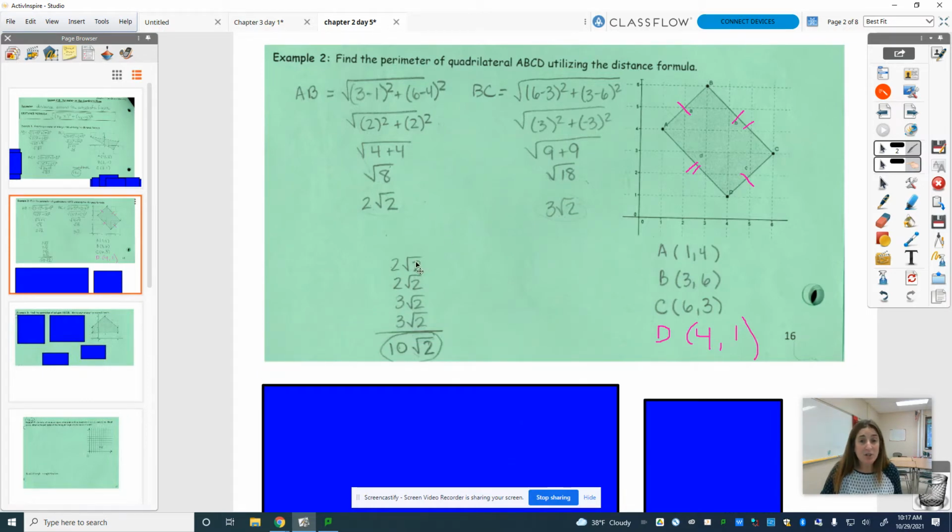Since they're radical 2's, I'm going to add them all up. Remember, that stays radical 2. So technically, the perimeter of this quad is 10 radical 2. That was so fun. Okay, now let's look at the next one.